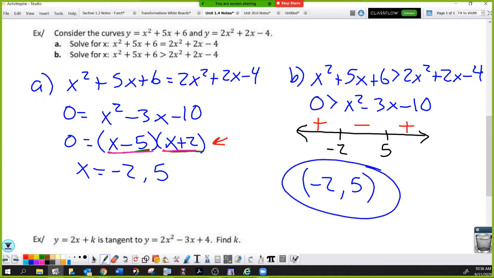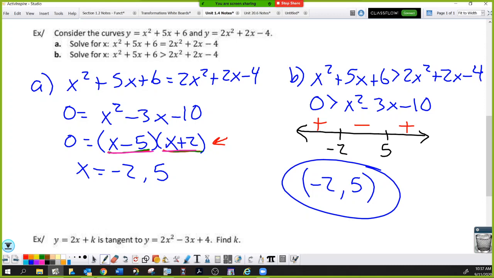Because the negative 2 and the 5 are where they're equal to each other. That was why in part A you were solving for where they were equal. In part B, they specifically said one is larger than the other. So you can't use brackets. Brackets is where they were equal to each other at negative 2, at 5.